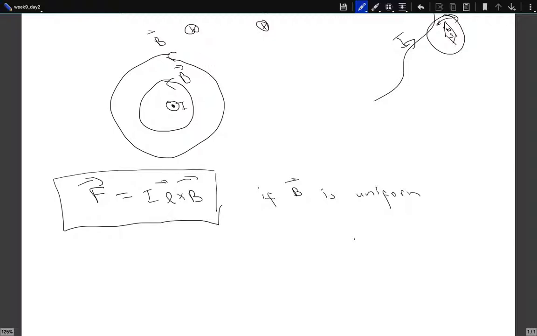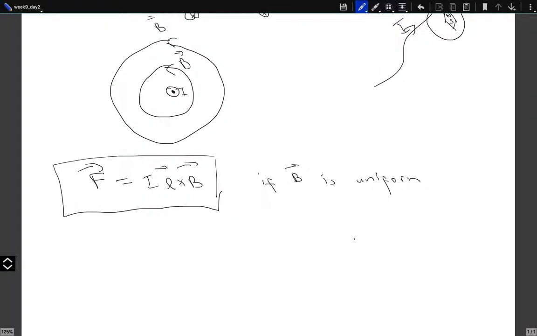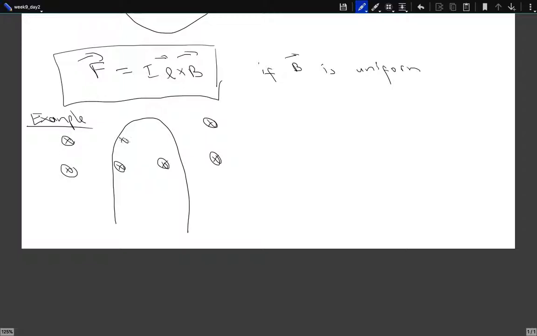If B is uniform, then this will be the current. And then finally, we were looking at an example where there was a region of space which had a uniform magnetic field. And it was carrying a current, and this region was a circular arc with radius r.